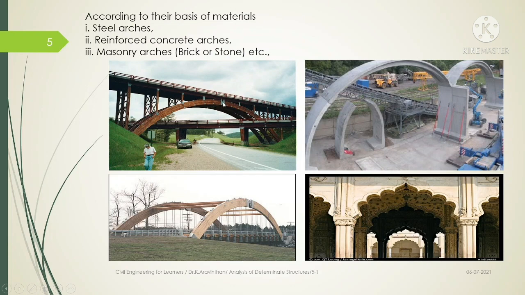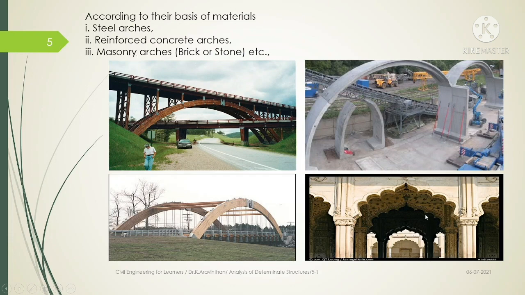At the central point you can observe a hinge here at the crown. What happens? This structure becomes a determinate structure. So in order to analyze easily, we can have this hinge. And also for the steel structure, you can see a hinge here, and this is a road bridge, and this is a water bridge. Material might be brick or stone.